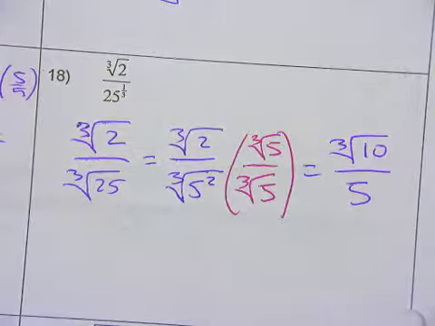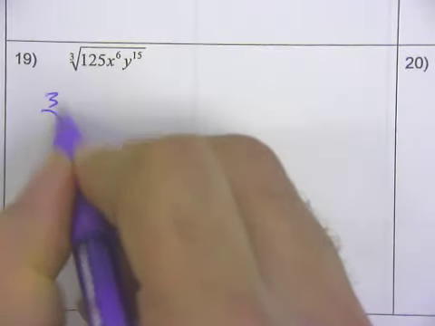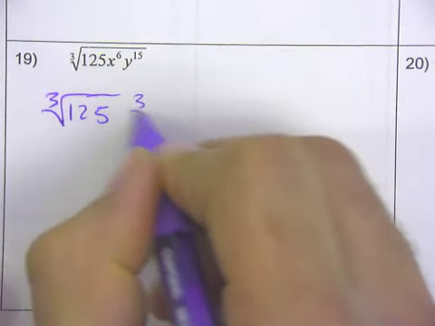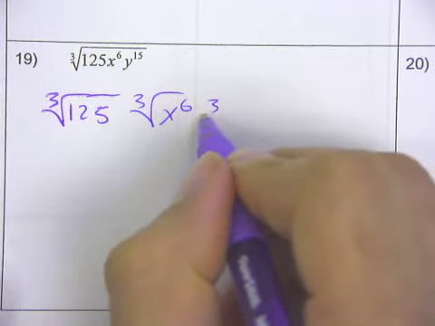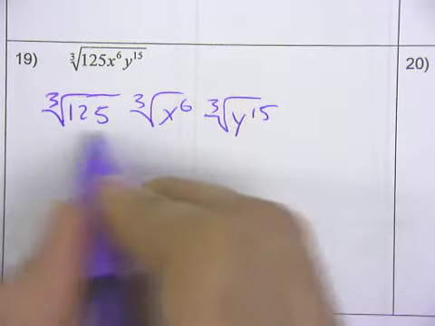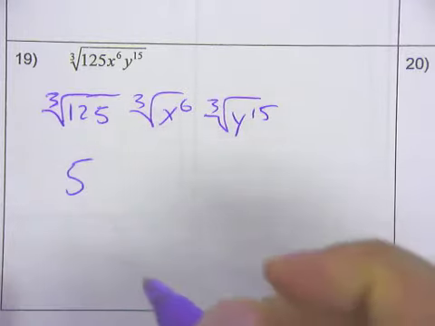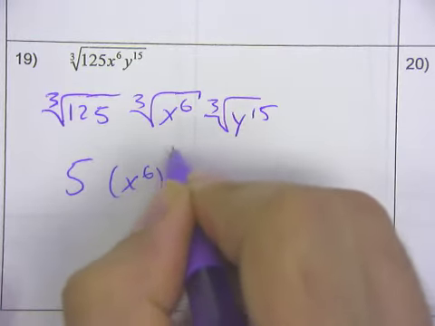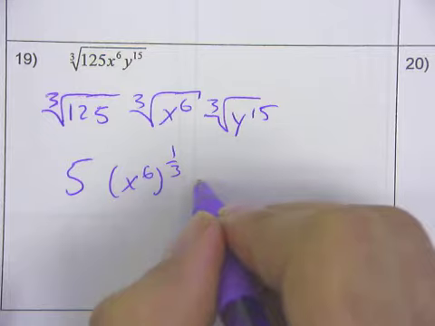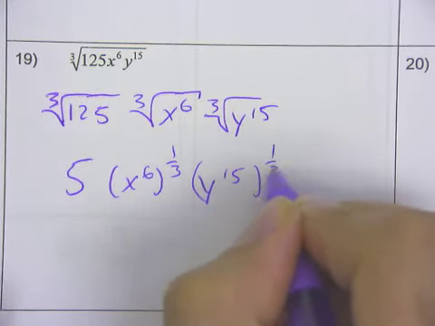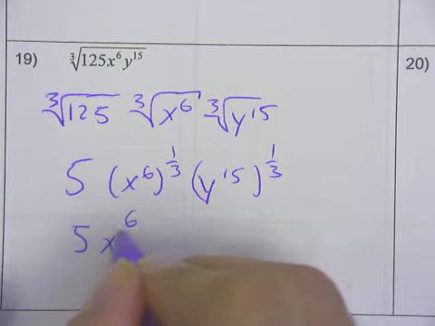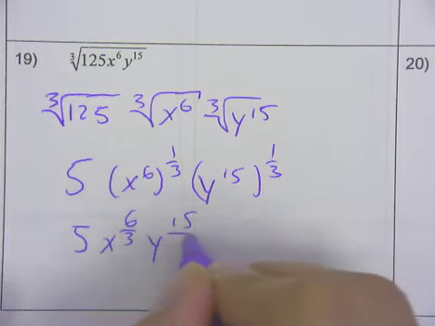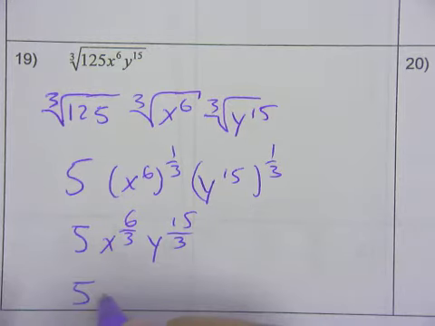All right. Number 19. To be honest, I'm probably going to look at this and say this is the third root of 125. This is the third root of x to the 6th. And this is the third root of y to the 15th. This one should be no big deal as 5. If it helps for you to think of these as exponents, you can. So this would be x to the 6th to the 1/3. This would be y to the 15th to the 1/3, which would be 5 times x to the 6 over 3, y to the 15 over 3, which would be 5 times x squared y to the 5th.